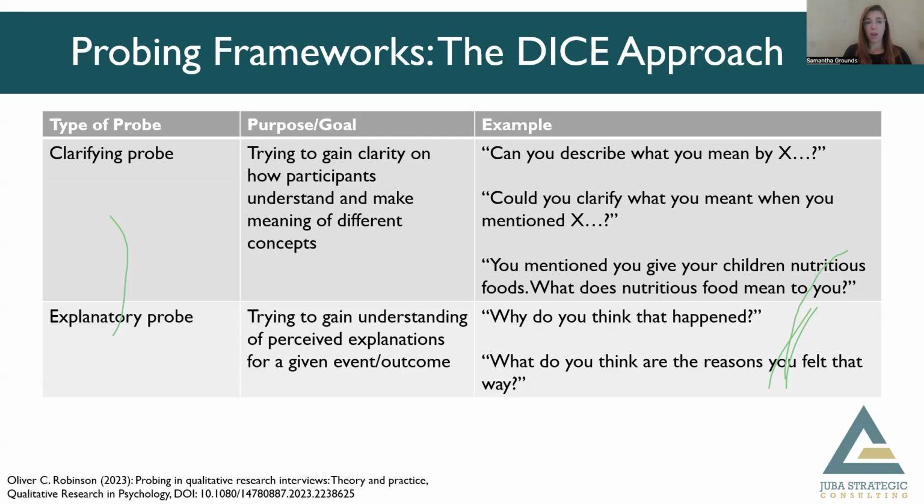And then last, we have an explanatory probe. These types of probes try to gain understanding of perceived explanations for a given event or outcome. So for example, one question we have here is, why do you think that happened? Say you're speaking to a participant, and they were at the hospital trying to receive care, and they had a very long waiting period and weren't able to see a provider immediately. You can ask, why do you think that happened?